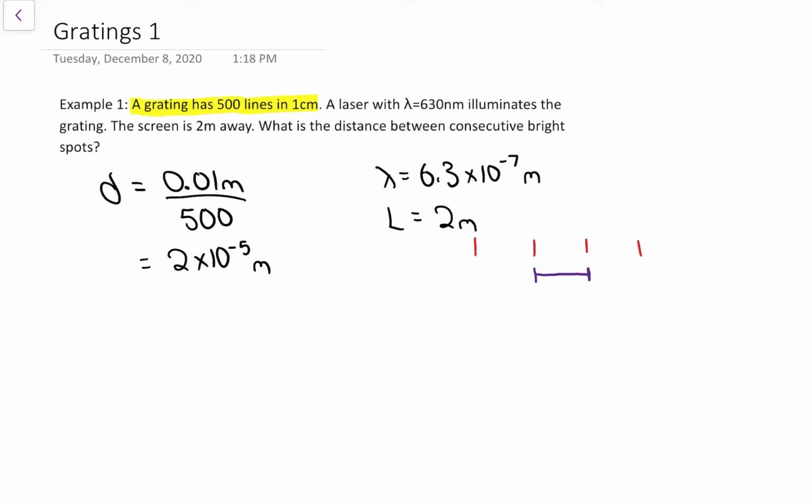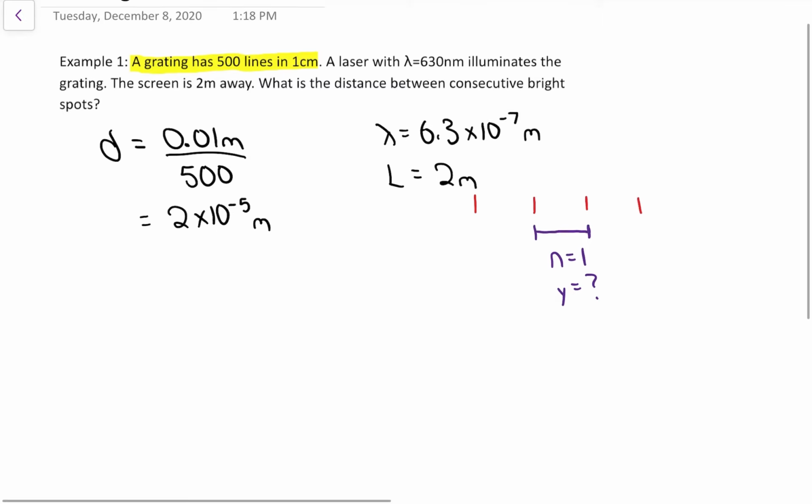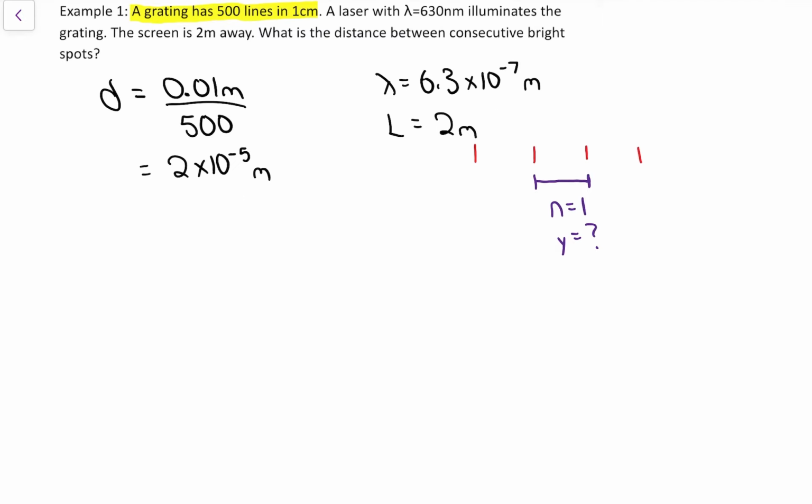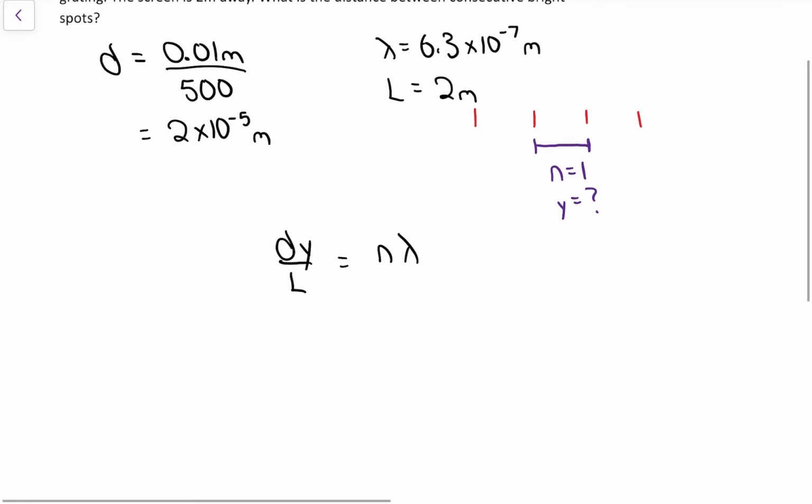If we know the distance between consecutive bright spots, just like we did with the double slits, that's the n equals 1 condition. So for this one, since I want to know the distance between consecutive bright spots, I want to know what y corresponds to n equals 1. Our condition for gratings is the same as for a double slit: d y over L equals n lambda.